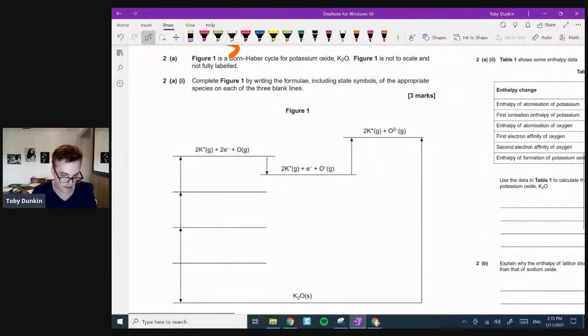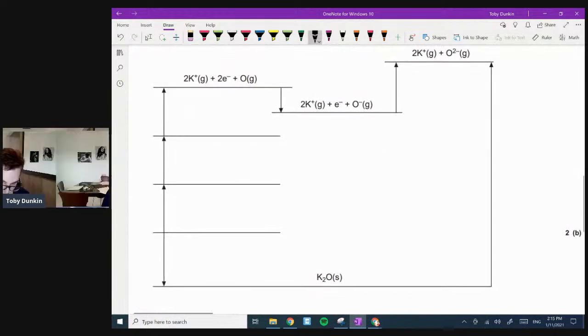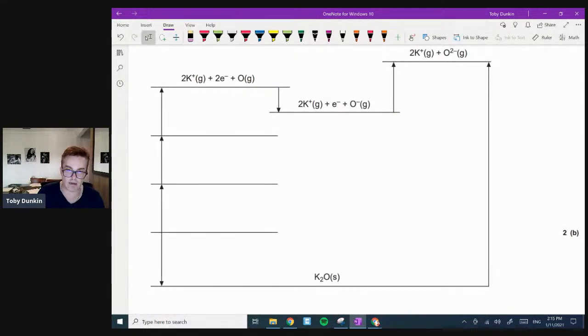This is a year later. Figure 1 is a Born-Haber cycle for potassium oxide. Now I need to talk you through this one because there's an additional step which you need to understand, and that's this one. So I think what I'll do is look at the question itself, go through it, and then I'll explain the step when we get there. So it just says complete the cycle.